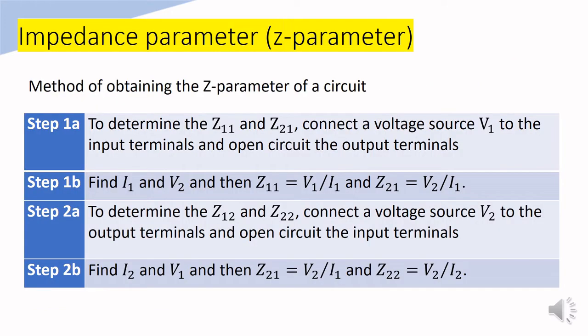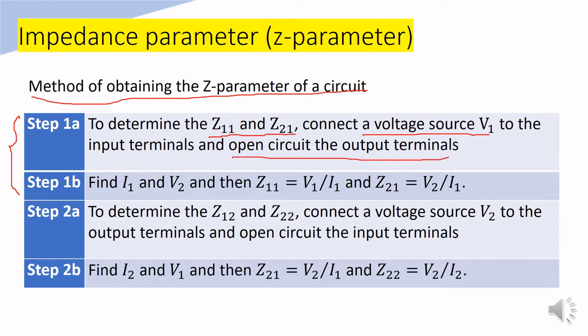The table here shows the steps in obtaining the impedance parameter of any two-port network. We divide it into 2 parts. Part 1. Find the Z11 and Z21, that is, we set the current I2 to 0 ampere. Simply connect a voltage source at port 1 and open circuit port 2. Draw the circuit and label all the variables. Then, analyze the circuit to find the expressions of I1, V1, and V2 so that we can compute Z11 and Z21.